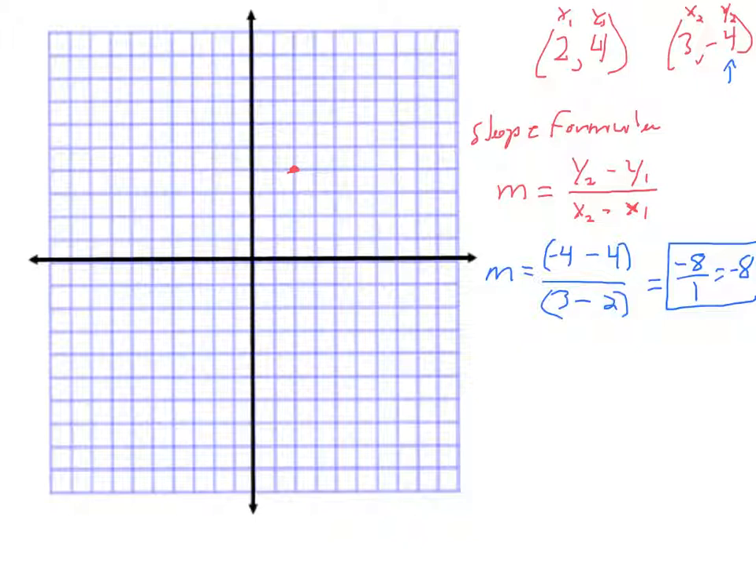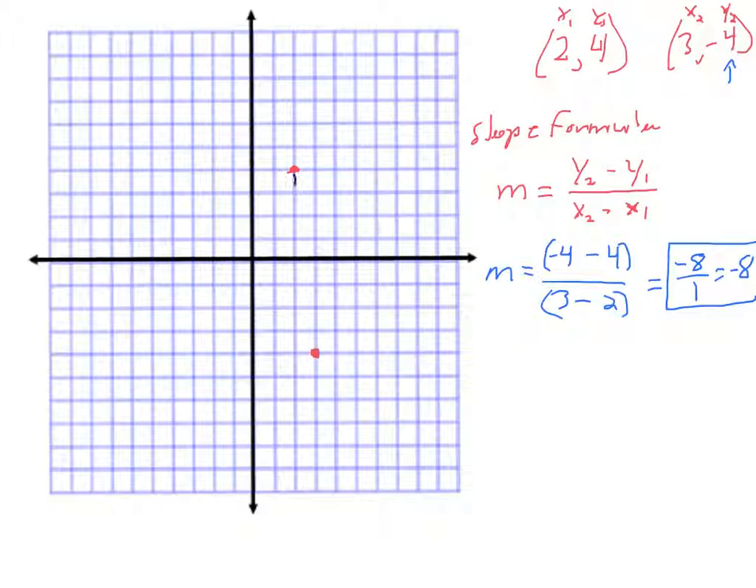And if I go to (3, negative 4), that would be right here. Okay? So I'm finding the slope between these 2 points. It's the slope of the line that would connect them. Okay? If I find the slope between these 2 points, I need to find my vertical change. Okay, I'm going to do my vertical change in black.